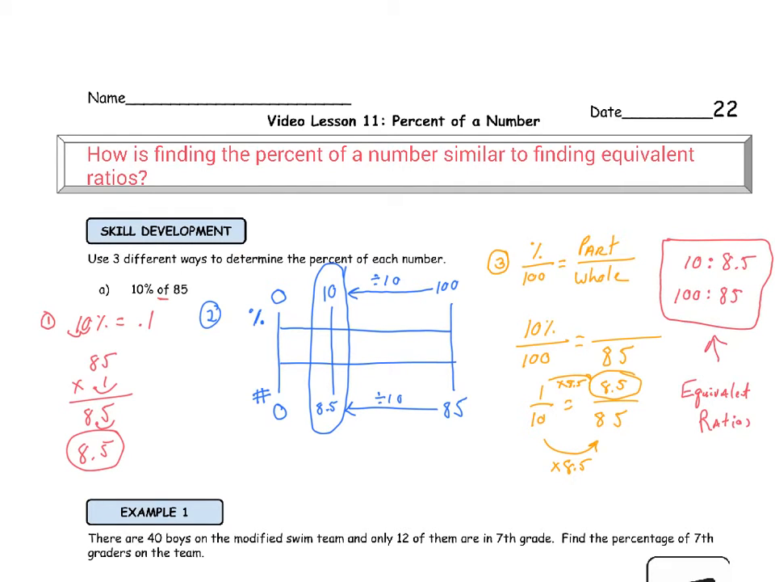One thing that I want you to keep in mind is the idea of equivalent ratios. I wrote that 10 to 8.5 and 100 to 85, those are equivalent ratios. Recognize that we have the percents on the left and the number on the right. Kind of interesting. Let's move to example number 1.